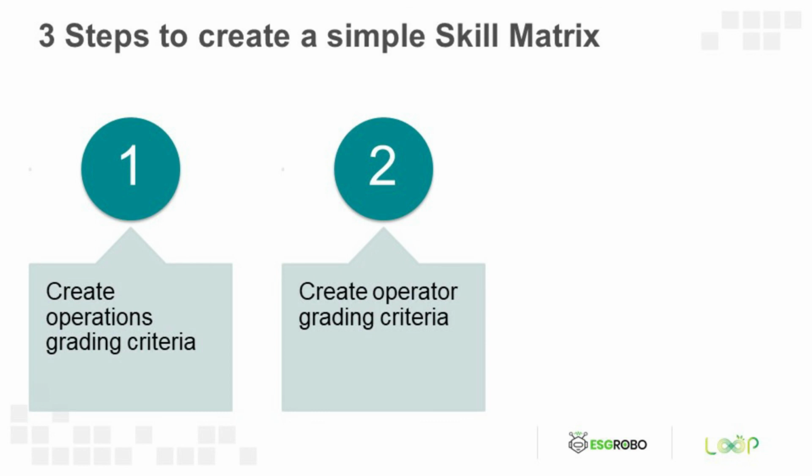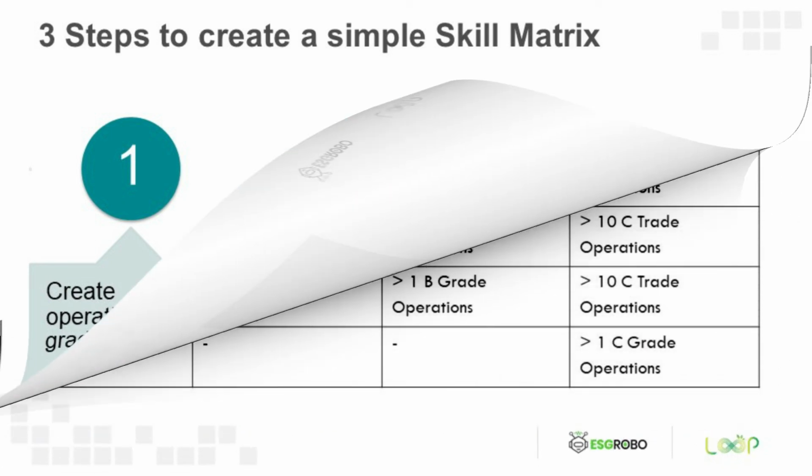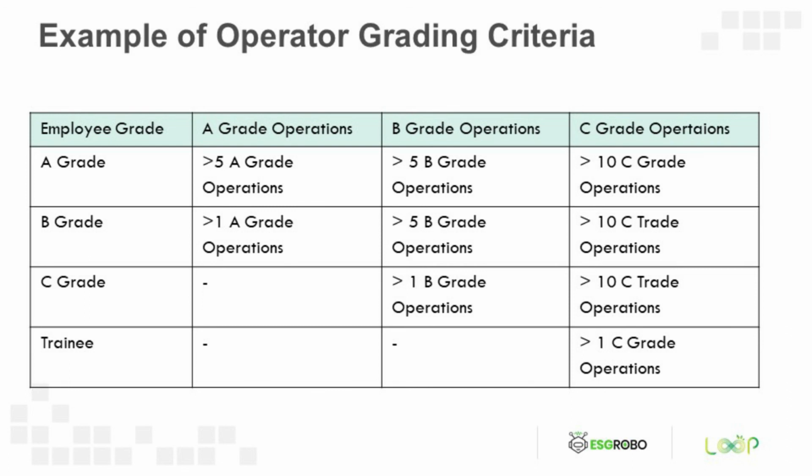As an example, in the table that we have shown, the required criteria have been mentioned against each grade. So let's say that for A grade, B grade and C grade operations, if a particular operator has more than 5 A grade operations, more than 5 B grade operations, and more than 10 C grade operations, then that operator can be categorized as A grade. This is just by way of example. These numbers could be very different for your factory, depending on how you want to do your grading systems and how you want to put your incentive structures accordingly.